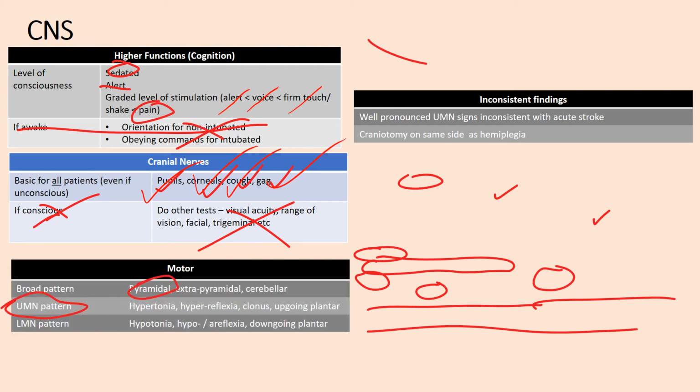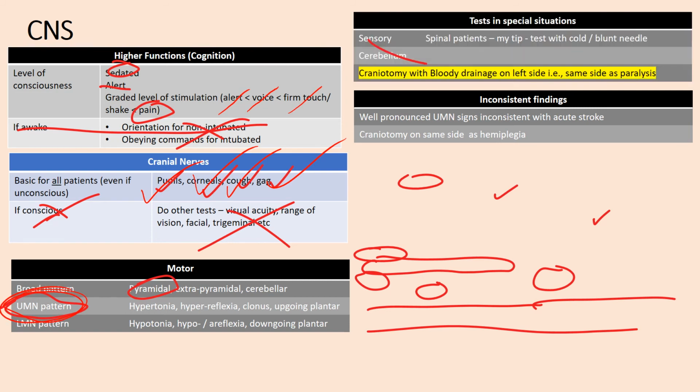Now, under the motor system, she has an upper motor neuron finding, namely hypertonia, hyperreflexia, all on the right side. Sorry, I'm getting my sides confused because I'm imagining the patient. All on the side of the paralysis, sorry, the side of the paralysis is the left side. So all on the left side, she has hypertonia, hyperreflexia, clonus, and she has an upgoing plantar.